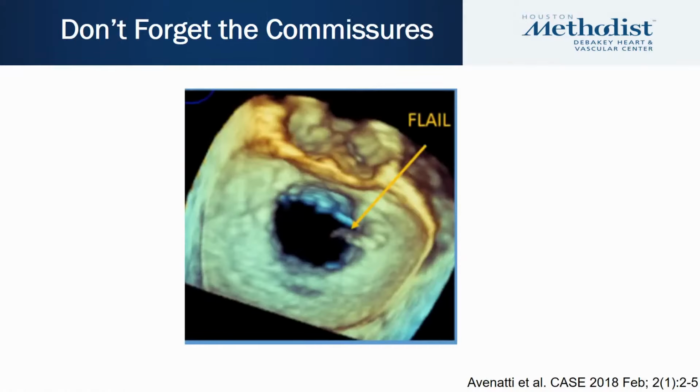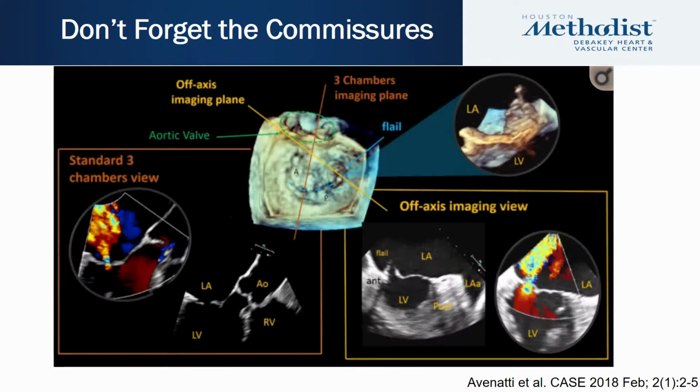Sometimes the pathology can include the commissures. This is an example of a medial commissural flail, which is very obvious by 3D imaging. And if you want to be able to see it by 2D imaging, then you would have to use off-axis view to unmask this pathology. So again, 3D can be very helpful in looking at these commissural pathologies, and this is important for procedural planning.